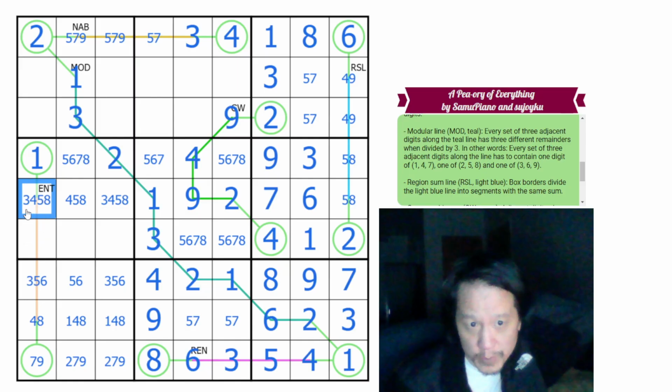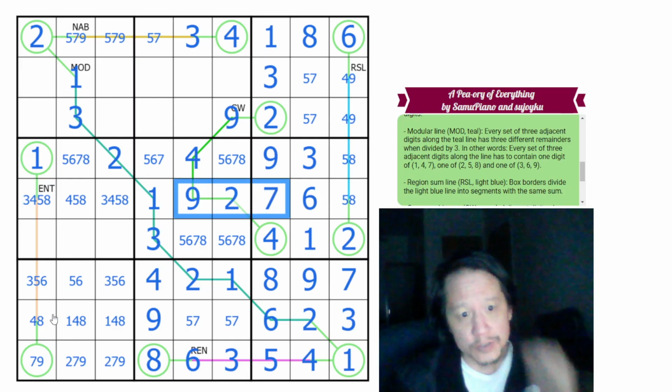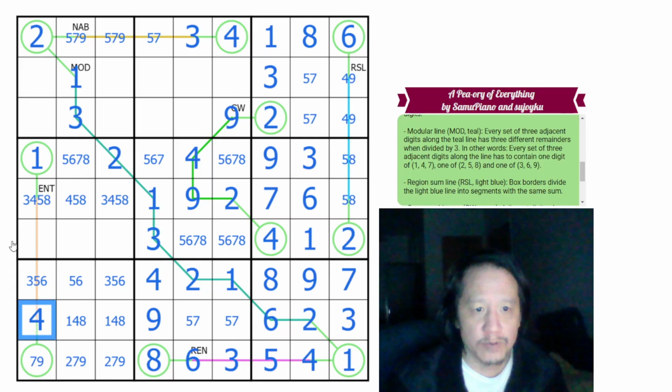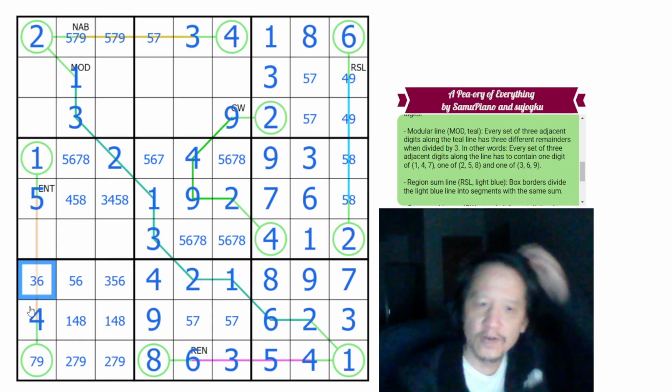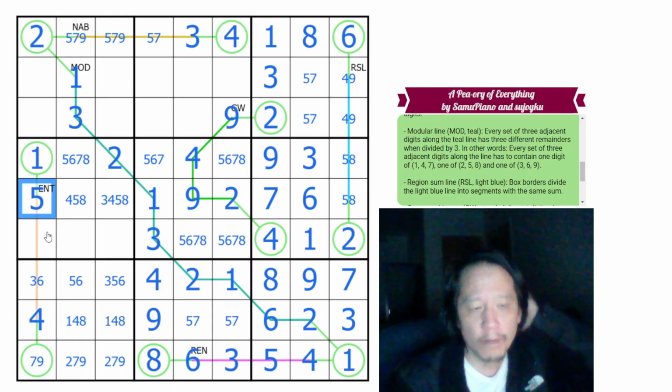8 doesn't have a corresponding one here, right? Because it would have to be 7 and 9, but they're both eliminated here. So therefore, this can't be 8. This has to be 4, which makes this a 5. So this can't be 5. This adds up to 9.